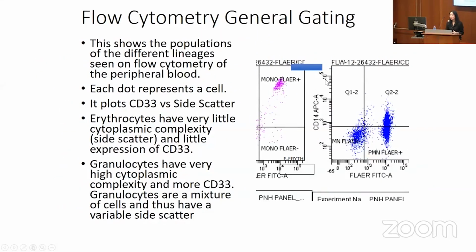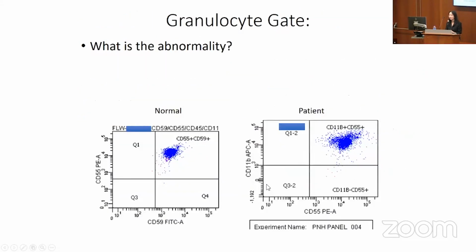And here we're seeing, oh, it didn't come out well, general gating. So each dot represents a cell essentially, and we'll just focus on flare here. We're looking at the amount of flare in the granulocyte gate and the amount of flare in the monocyte gate, for example. And granulocytes have very high cytoplasmic complexity and more CD33. So that's how we identify them.